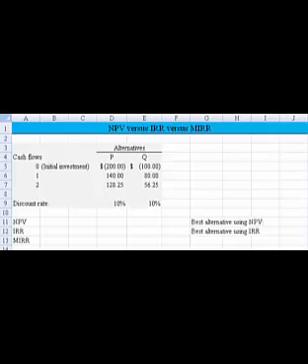Hi everyone. Let's take a brief moment and look at this situation where we'll compare NPV to internal rate of return, and then we'll also take a look at the modified internal rate of return. Okay, we're going to assume a very simple example.